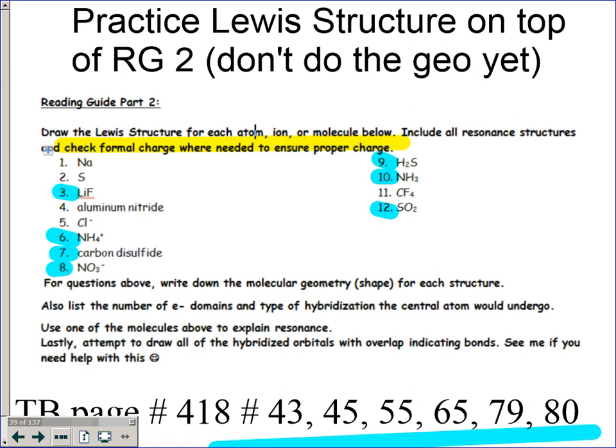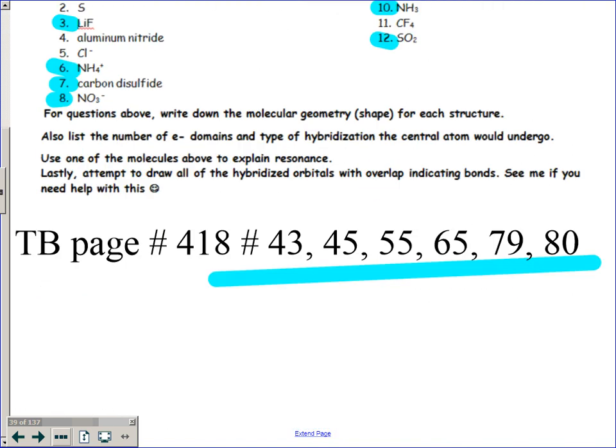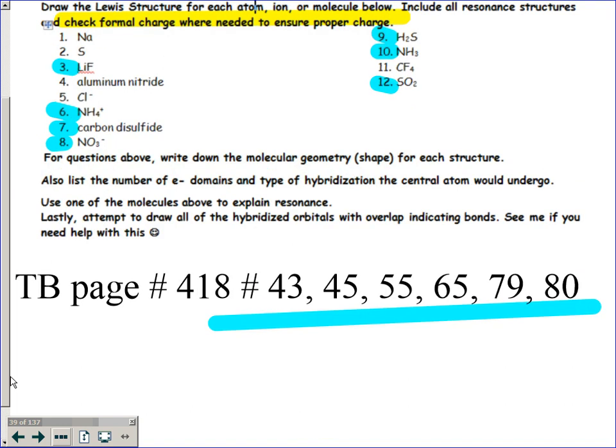Do not forget ionic versus covalent if you have a situation like that. And 7 structures, and then page 418: 43, 45, 55, 65, 79, and 80. All of the odds are in the back of the textbook for you to check. We'll check those tomorrow. Tomorrow's Thursday. Check them either tomorrow or Friday based on what else I need to do tomorrow. So this is due Wednesday. Of course, this is already on the website. You good?